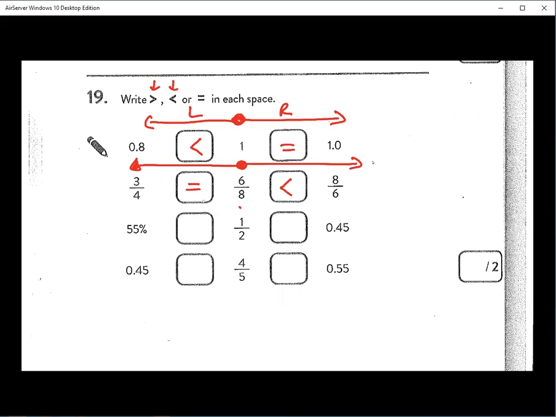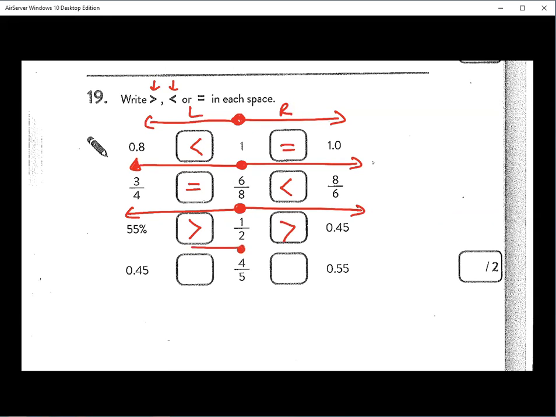Next, start from here. Is a half bigger than 5/5 or less? Less. Half is less. You put the less than sign. Half is less than 5/5. We're reading from right to left. Now we're reading from left to right. Is a half bigger than 0.45 or less? Bigger. Excellent.